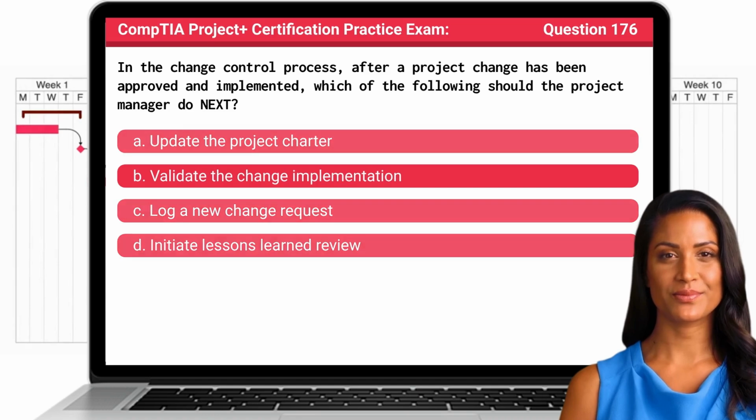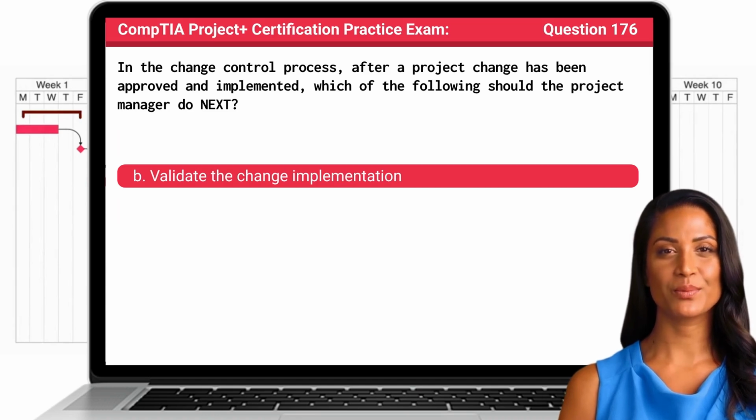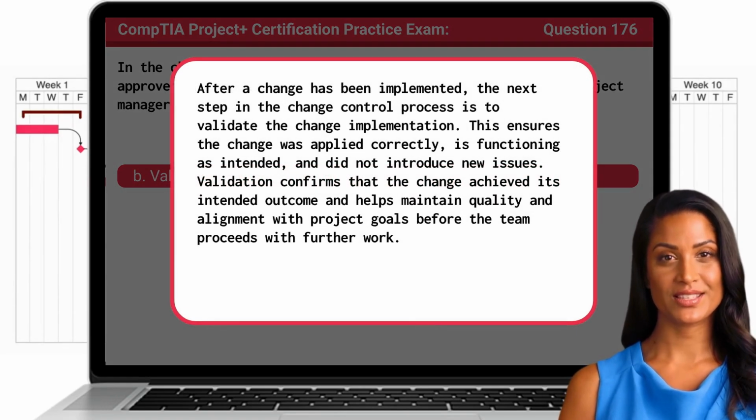The answer is B. Validate the change implementation. After a change has been implemented, the next step in the change control process is to validate the change implementation. This ensures the change was applied correctly, is functioning as intended, and did not introduce new issues. Validation confirms that the change achieved its intended outcome and helps maintain quality and alignment with project goals before the team proceeds with further work.